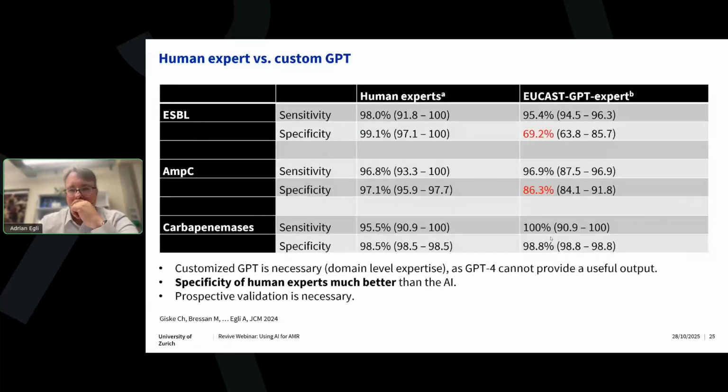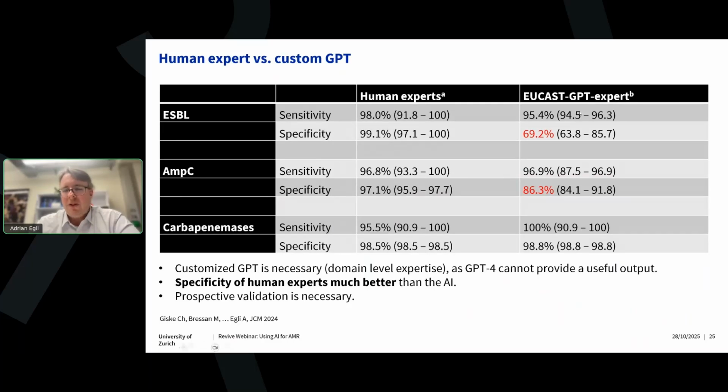So the first thing we did is we asked human experts. You can see here on the left side. So the human experts, they had a high sensitivity and specificity for ESBL, AMP-C, and carbapenemases, which you can see here on the table, always around 96, 97%, 98, 99%. So that's good. 3 human experts were asked to independently assess the pictures.